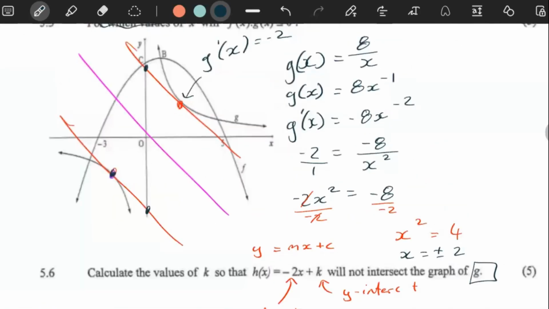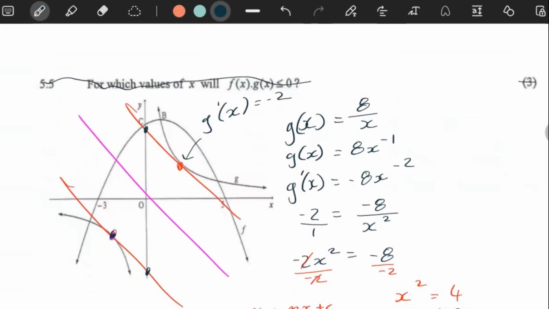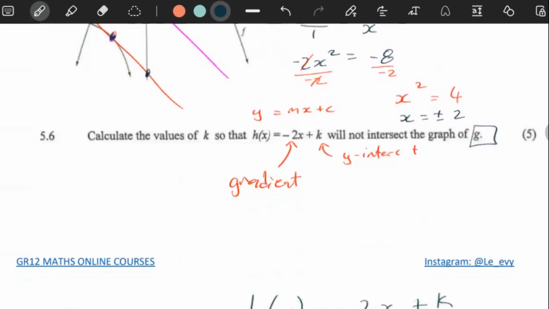Because all we're saying is the equation of h of x, it's this pink line, and it can be moved up or down. However, if it has an x value of 2, the y value, we can easily get it from the equation of g. And then if it has an x value of negative 2, the y value, we can easily get it from the equation of g. So let's actually do that first.